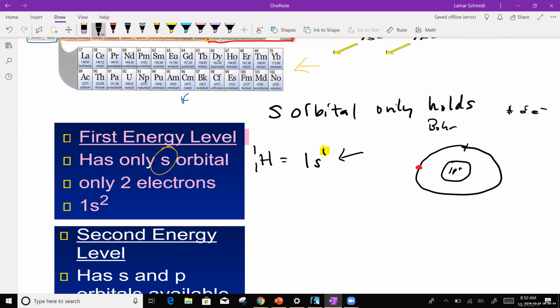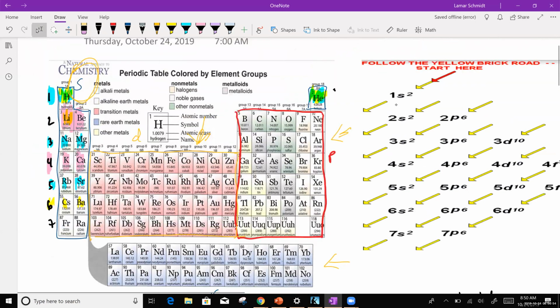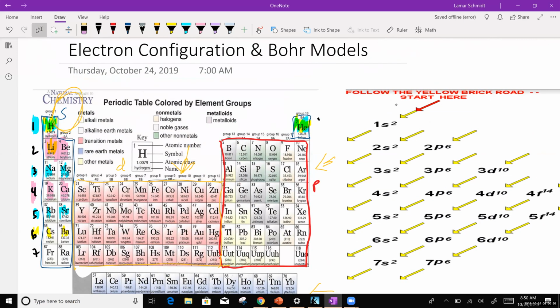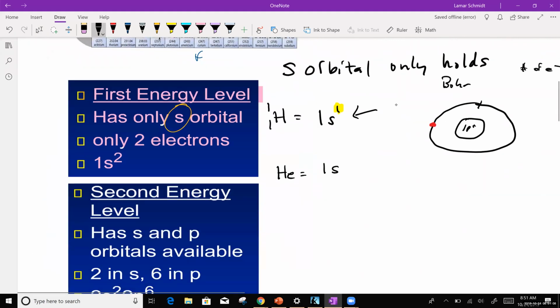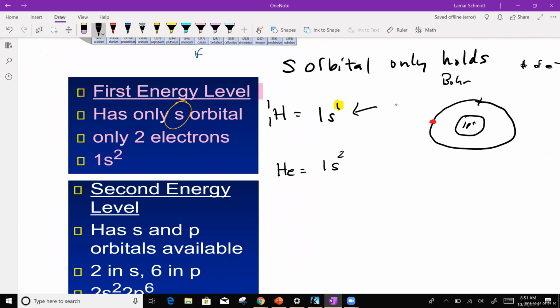So we could also do that for helium. Helium is in energy level 1. It's in suborbital S, but if we go to our periodic table, we're going to see that it's not S1. This is S1. Hydrogen is S1. Helium is 1S2. So helium is 1S2.